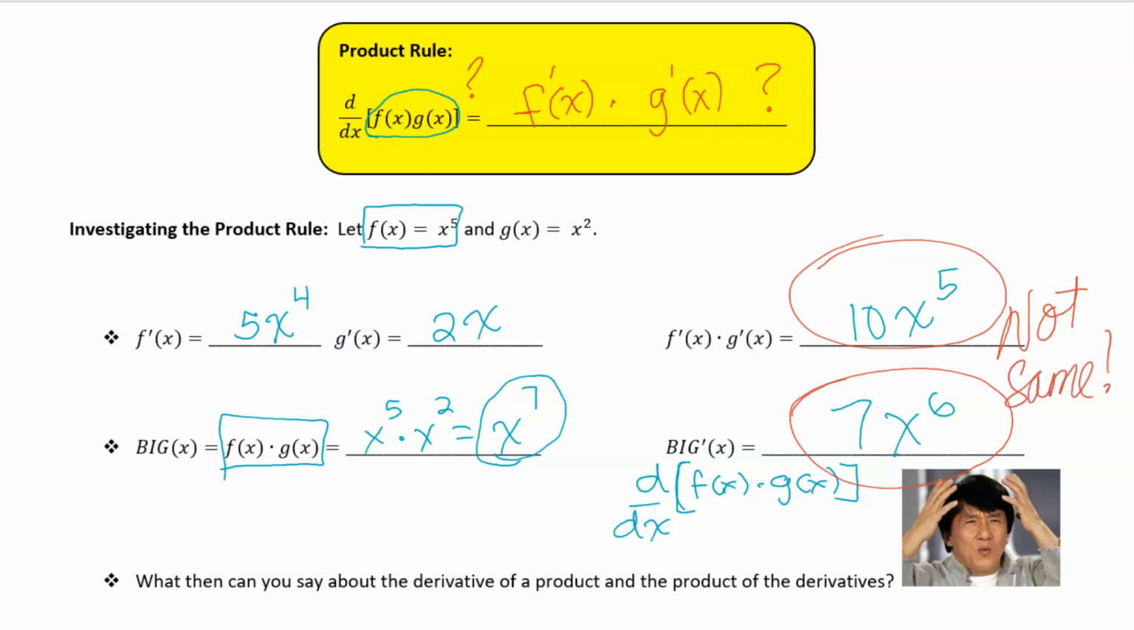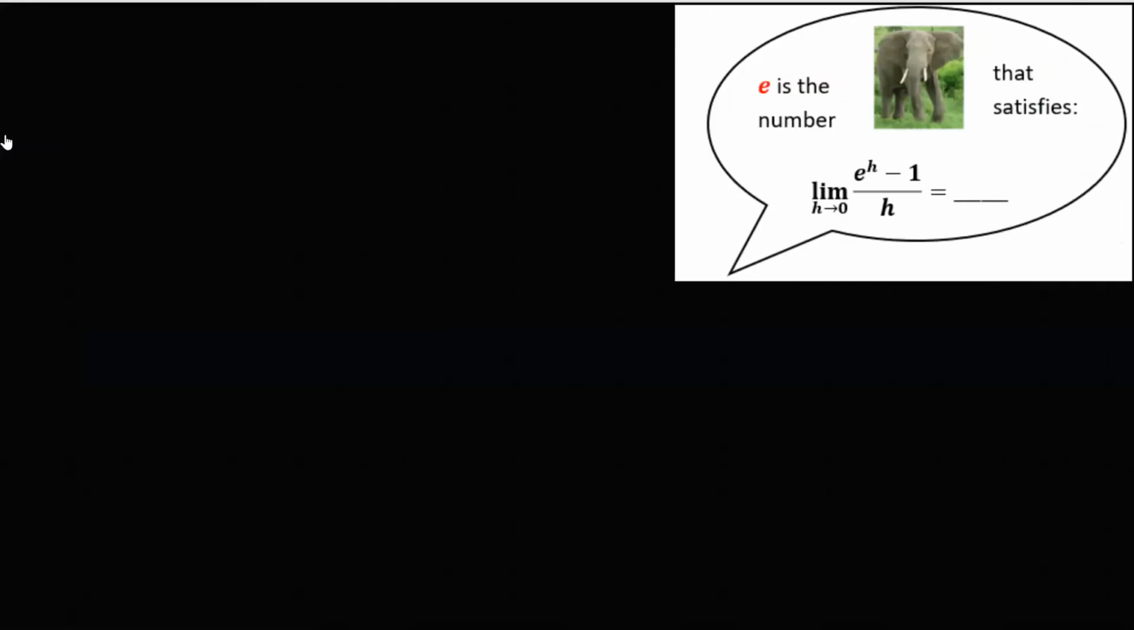So what can you say about the derivative of a product? Is it the product of the derivatives? The answer is no, it is not, and here is your counterexample. The question, though, is, if it's not the product of the two derivatives, then what is it?